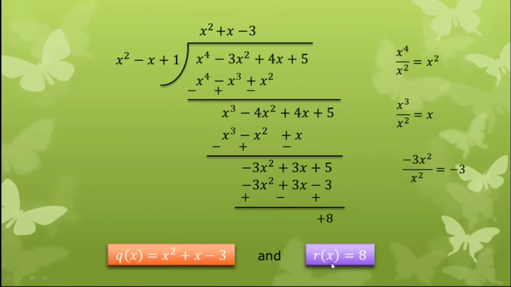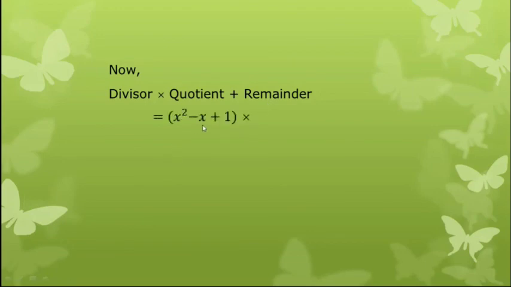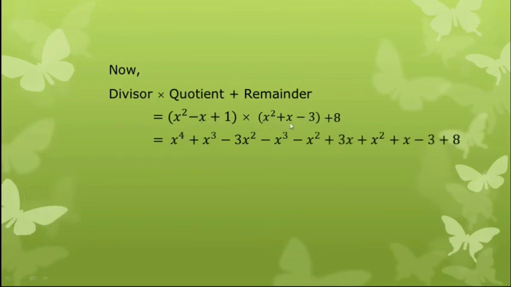So rx is here 8, and qx is here x square plus x minus 3. So this is the long division procedure. In this way you can divide any two polynomials. Now we can simply write divisor into quotient plus remainder is equal to dividend, because the divisor is gx, quotient is qx, and remainder is rx. So we are putting the values, just verifying our solution.